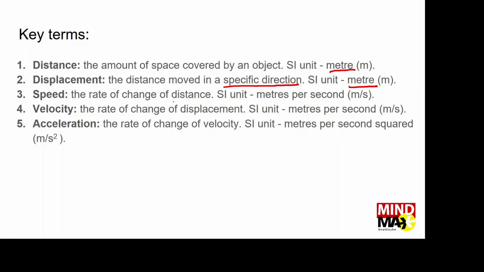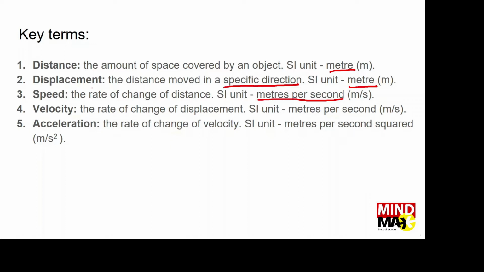Speed is the rate of change of distance. How much distance you move per second, that is what speed is all about. So speed is expressed in meters per second. How many meters you move per second. Velocity, like I said, is a vector quantity which is very similar to speed. It is the rate of change of displacement.